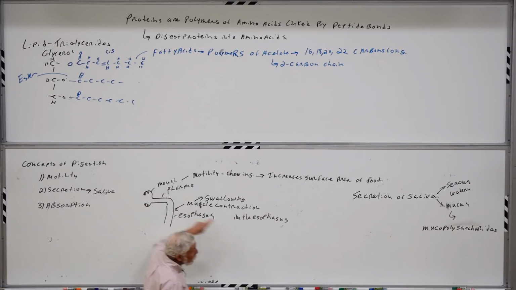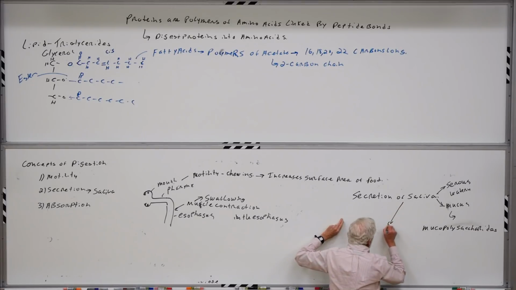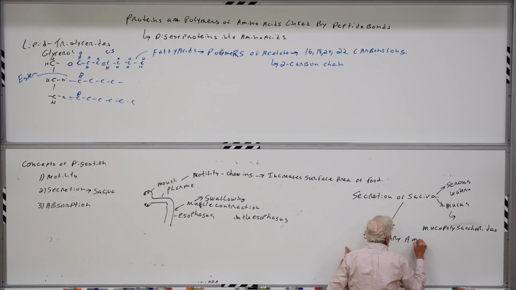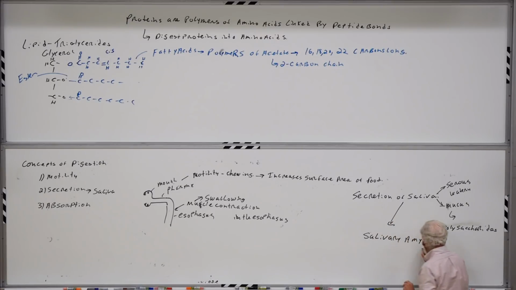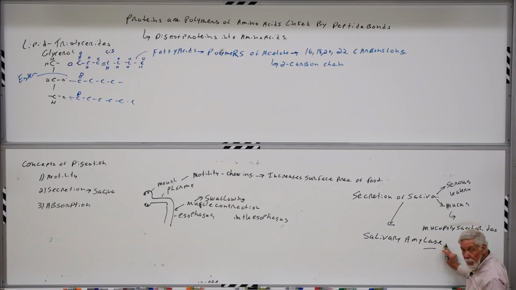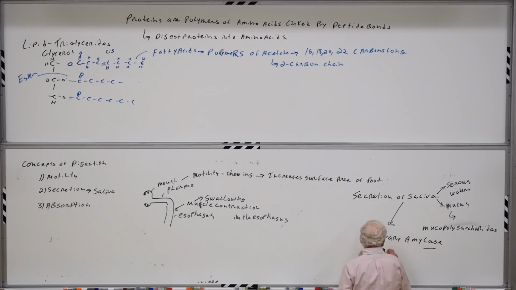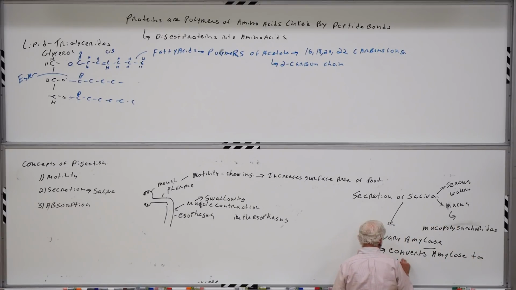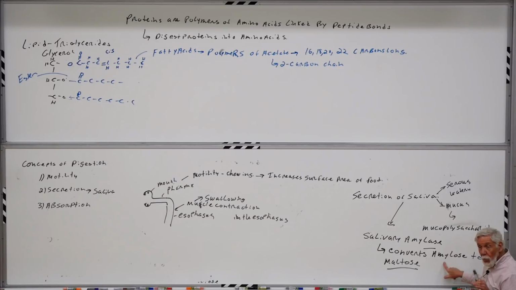But also, in addition to the secretion, particularly in saliva, there will be something called salivary amylase. ASE tells you it's an enzyme. Amylase is going to break down amylose. So what salivary amylase does, it converts amylose to maltose. So we'll take these great long chains of glucoses and break them down into two-glucose chains called maltose.